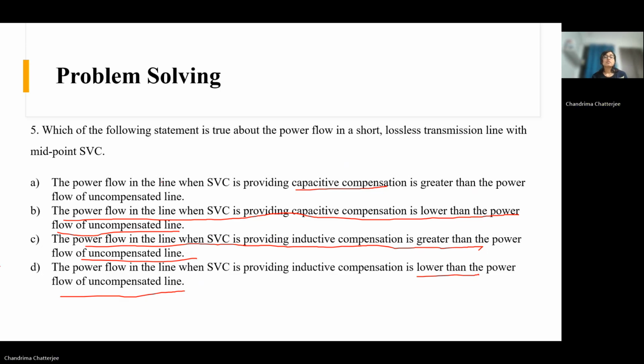So the power flow in the line increases when there is capacitive compensation compared to the power flow of uncompensated line. So the first option is correct. And the power flow in the line when the SVC is providing inductive compensation is lower than the power flow of uncompensated line. This is also true. So A and D, these two options are true.